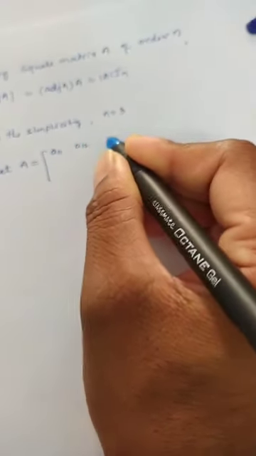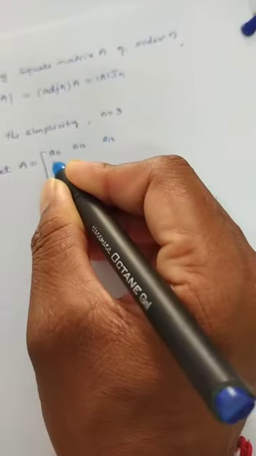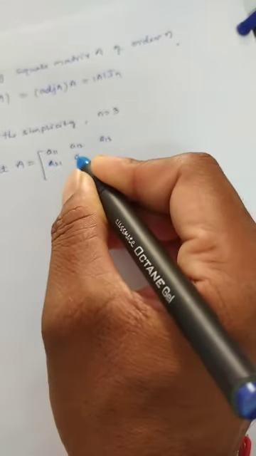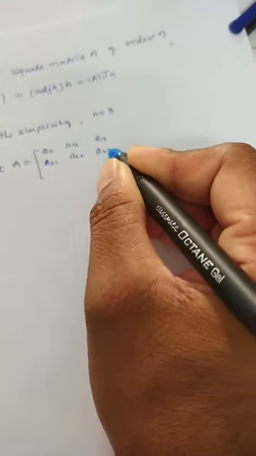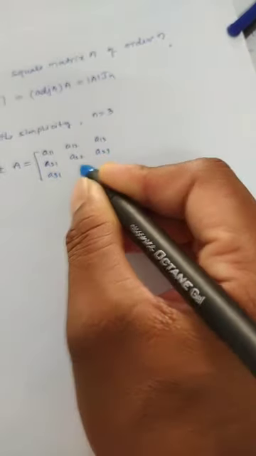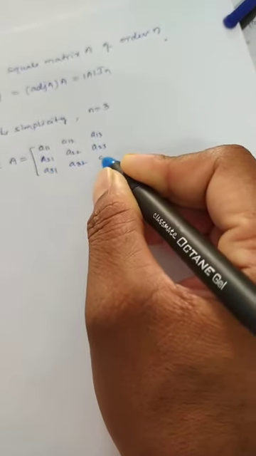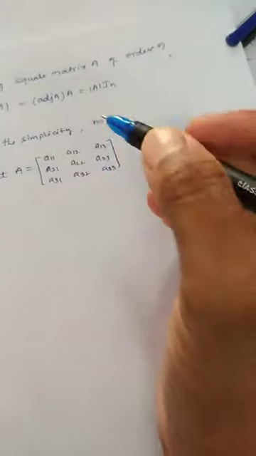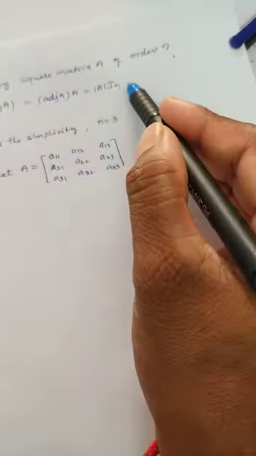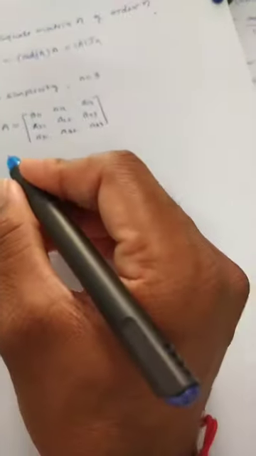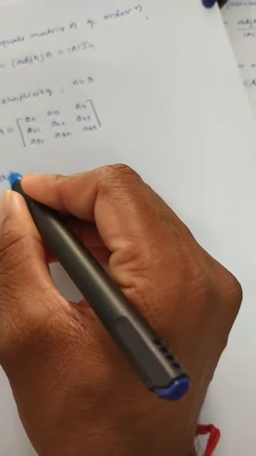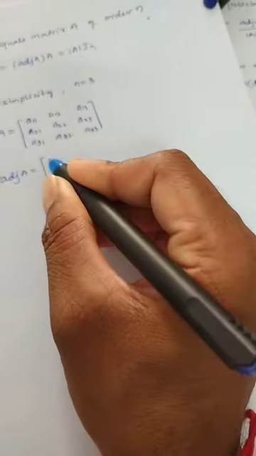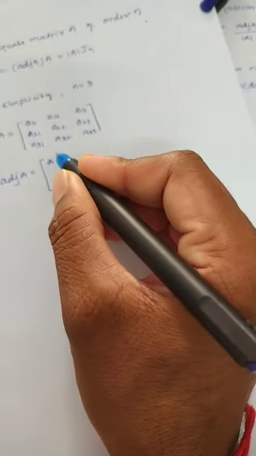a11, a12, a13, a21, a22, a23, a31, a32, a33. Here I am proving this theorem for a 3 by 3 matrix. Right. Now I need adjoint A also. How to find adjoint A? By taking the transpose of the cofactor matrix.